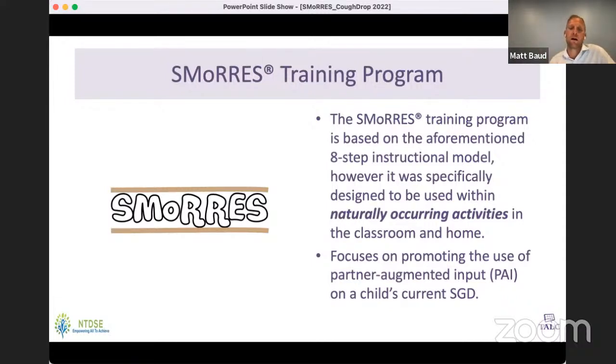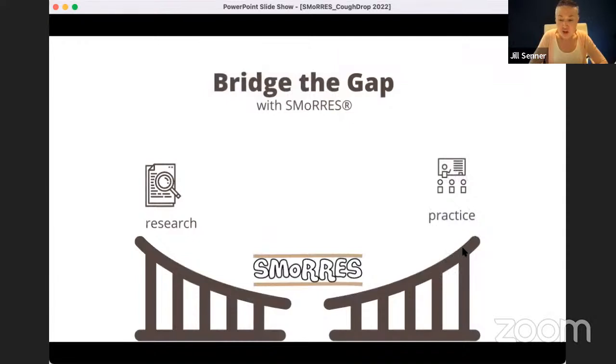Some of the comments in the Slack really talk about how the more it is part of their day-to-day routine, the more likely they're going to be able to carry it out. And the other thing about the S'mores training program is that it focuses on promoting the use of that modeling, that partner augmented input on that child's current device. Some of the research studies and some of the other programs were actually using activity-based displays for their research study. So remember that job-embedded professional development needs to occur in day-to-day classroom activities, right? So we've already talked about that.